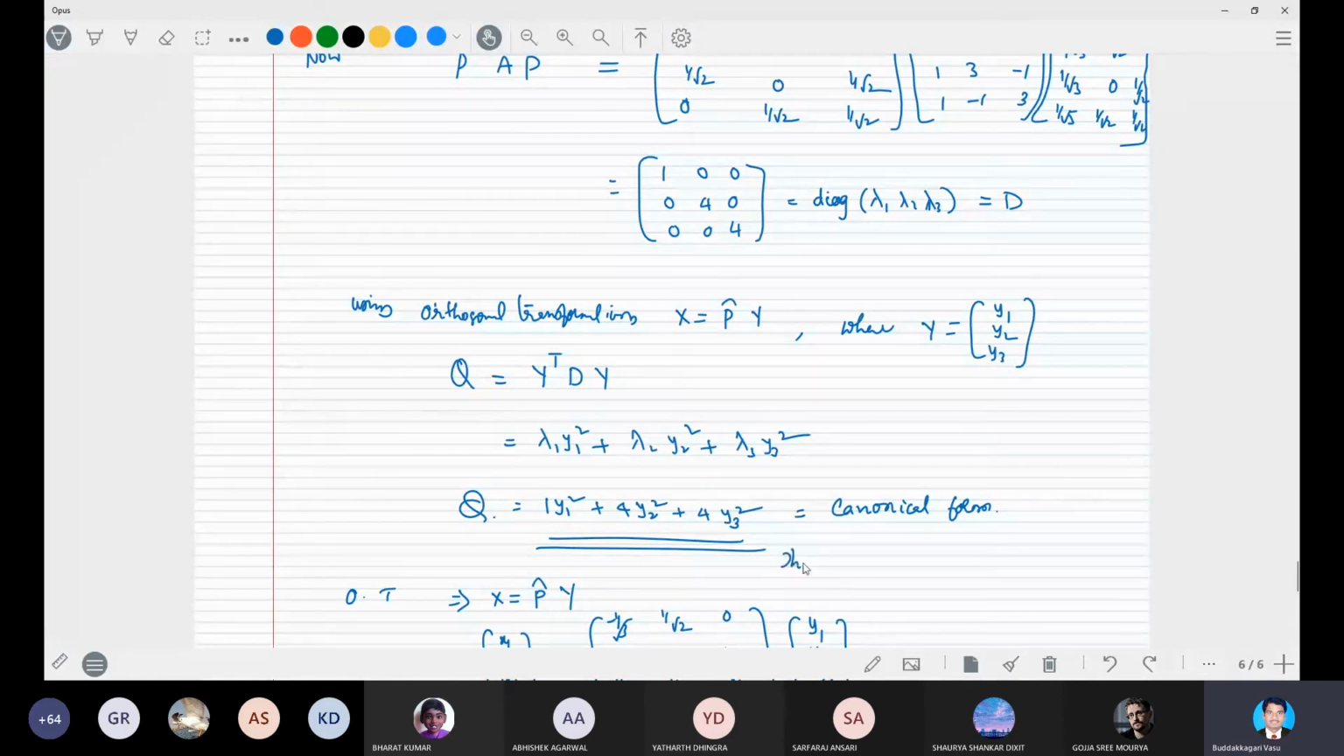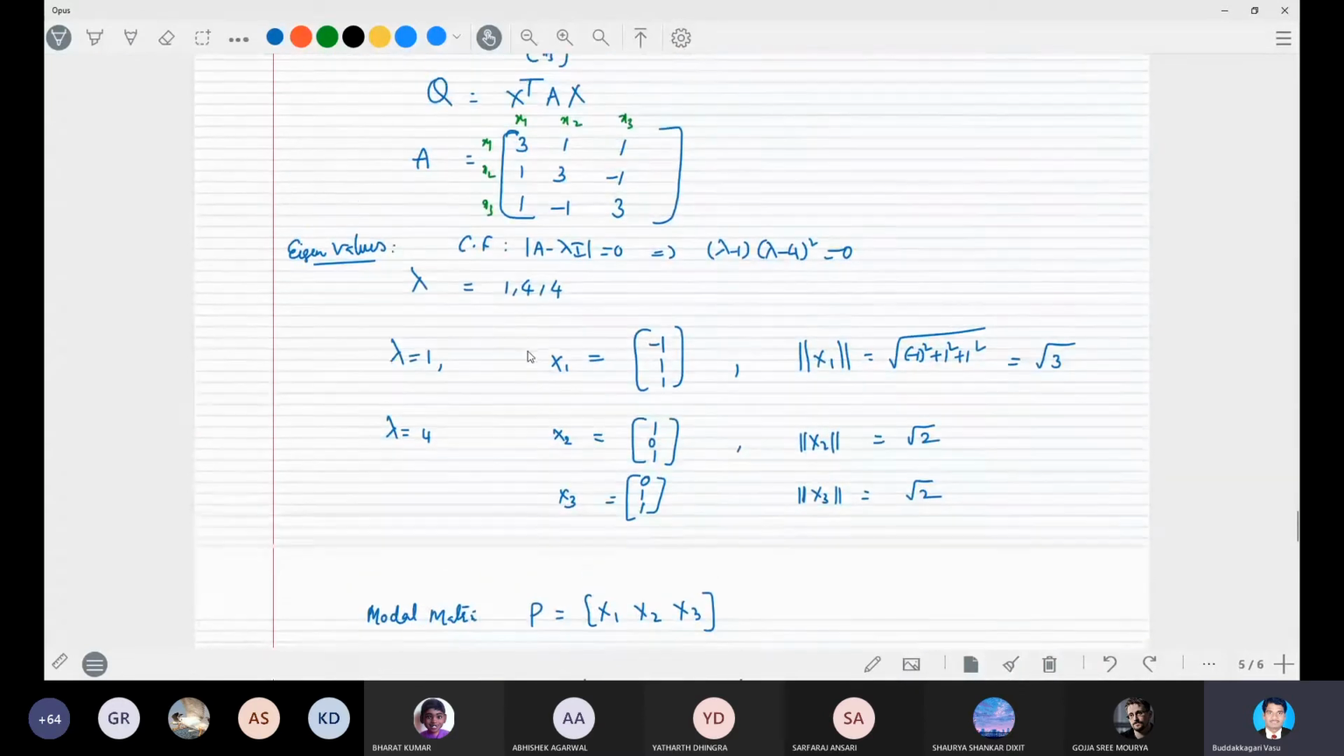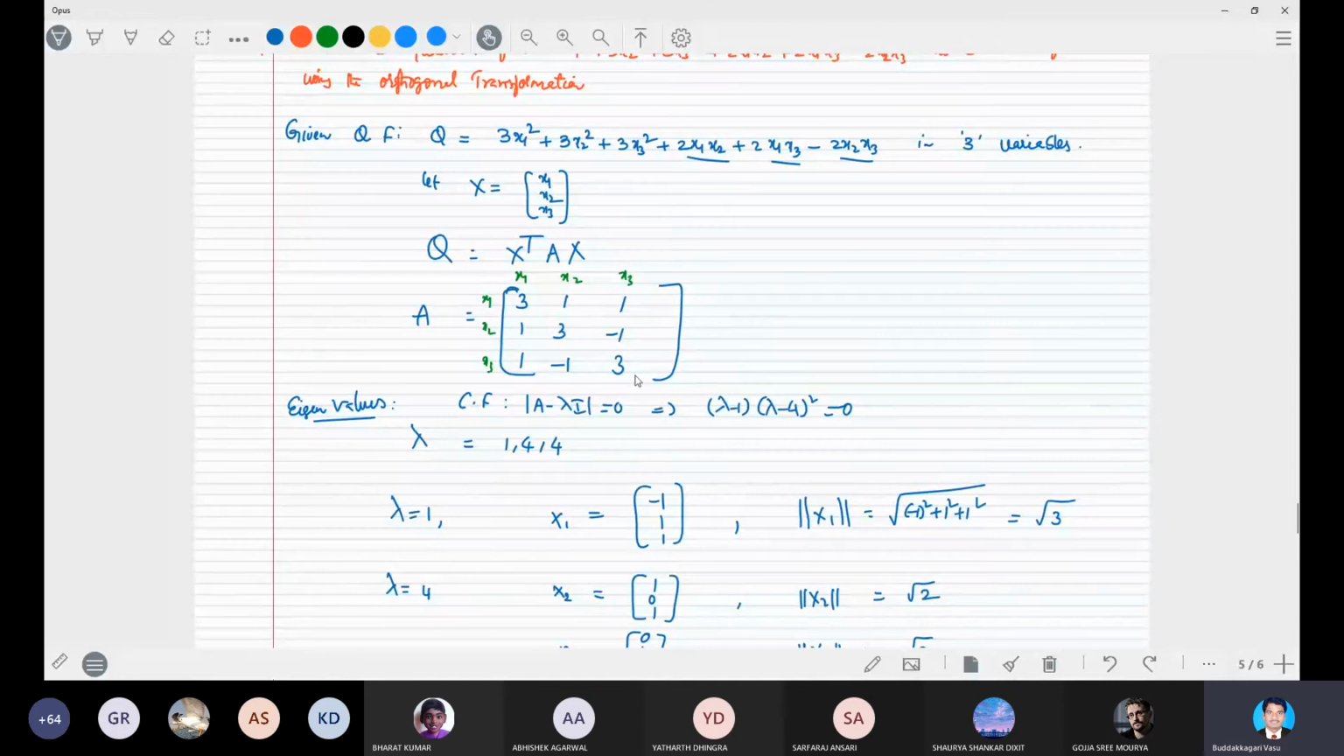Based on eigenvalues also, we can say whether it is positive definite or negative definite. If all the eigenvalues are positive and the rank is equal to n, the maximum rank is 3, which is equal to the number of unknowns, and all the eigenvalues exist and are positive, then the nature is positive definite.